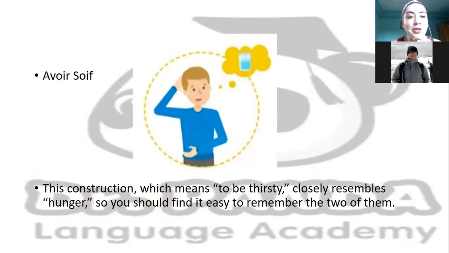Okay, next expression, we have avoir soif. So this construction, which means to be thirsty, closely resembles hunger. So you should find it easy to remember the two of them. So again, when you want to say nauuhaw ako, you can say j'ai soif.